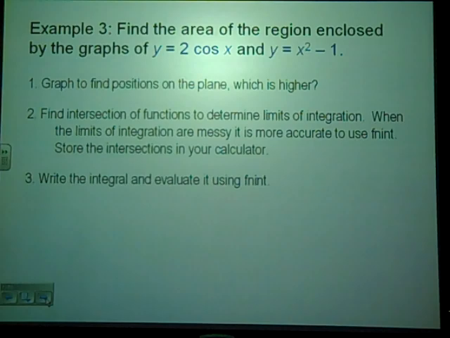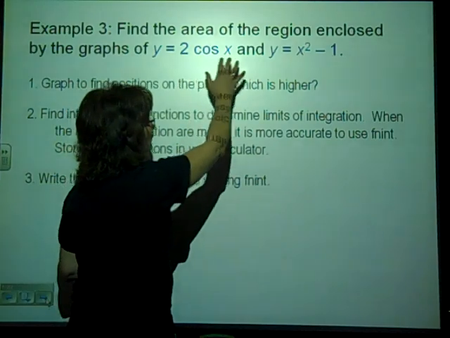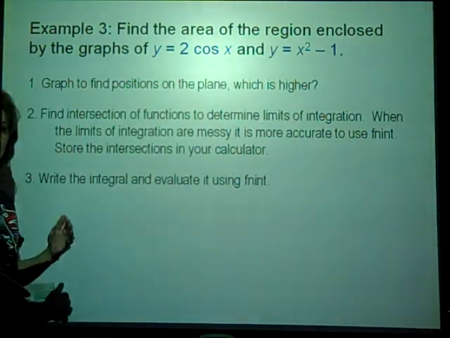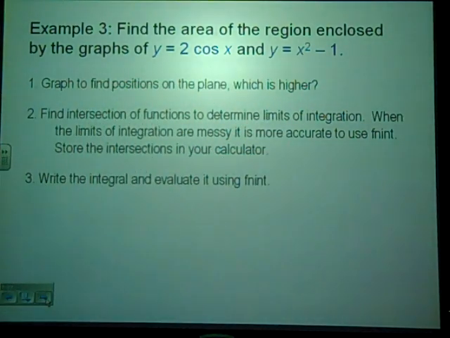So let's look at this one where it's just not very pretty. If we look at y equals 2 cosine of x and y equals x squared minus 1, you'll notice that you couldn't set 2 cosine of x equal to x squared minus 1 because you can't solve that analytically. So we're going to use the calculator on this one.